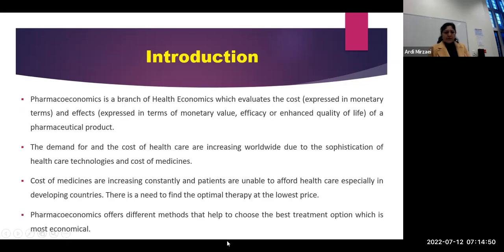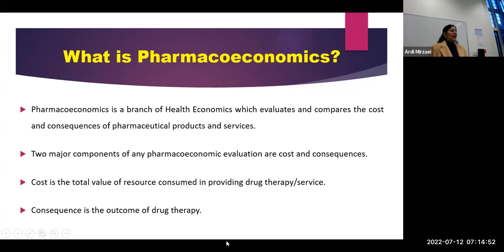Pharmacoeconomics is a branch of health economics which evaluates and compares the cost and consequences of pharmaceutical products and services. The two major components of pharmacoeconomic evaluation are cost and consequences. Cost is the total value of resource consumed in providing a drug therapy or a service, whereas consequence is the outcome of drug therapy.